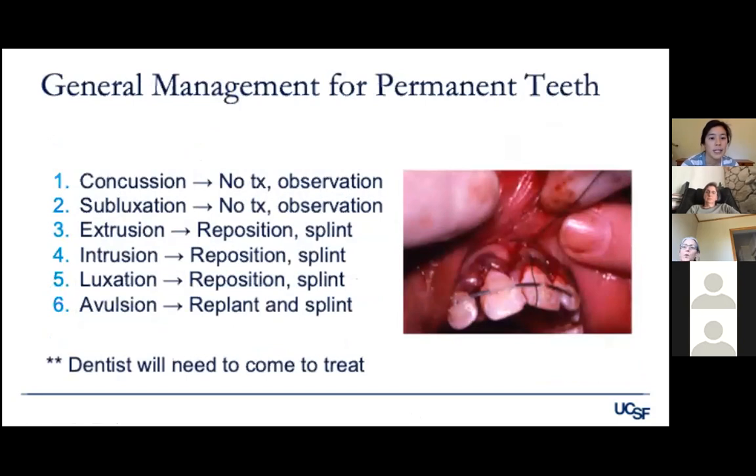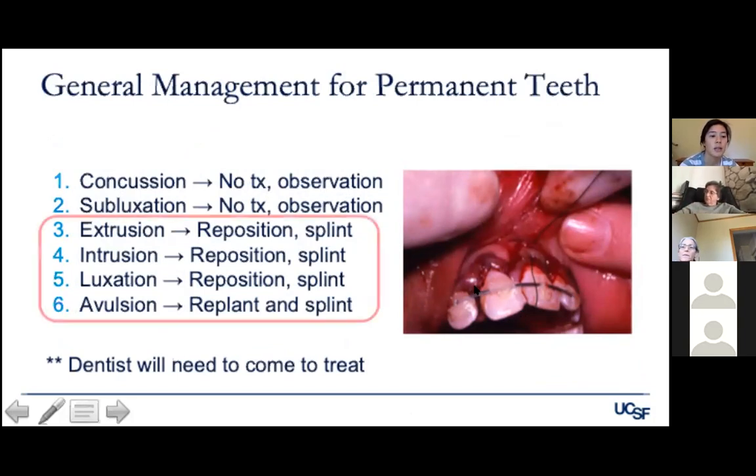For permanent teeth, it depends on how severe the trauma was. And it's really case dependent, but here this patient's tooth got realigned, and then they repositioned it, and then they put this wire splint, and then they sutured the soft tissue. For the most part, if there's any misalignment of the tooth in the arch, most likely the dentist will need to come in and treat it.